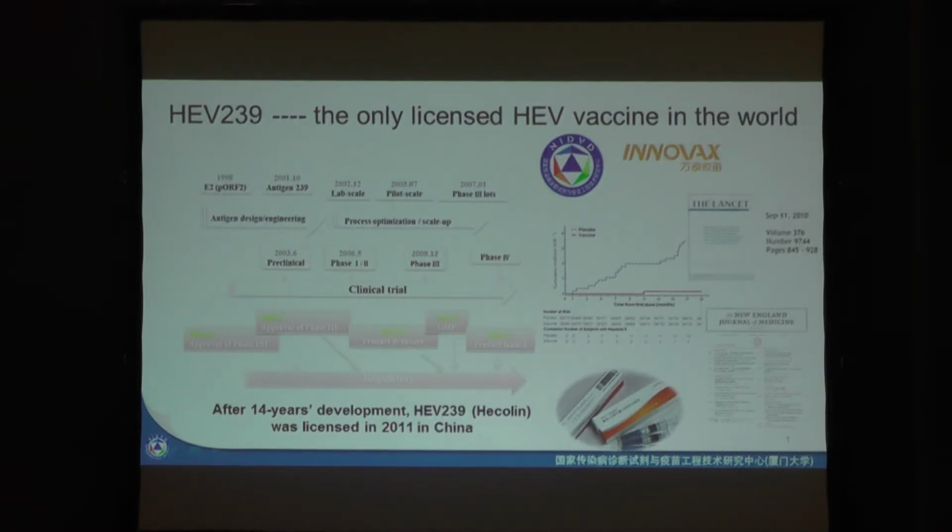So our institute in Xiamen University, together with Innovax, a vaccine manufacturer in Xiamen, developed the vaccine after 14 years of development. The vaccine was licensed in 2011 in China and marketed in 2012. Until now, it is only licensed in China, and we have passed the audit from the Pakistan FDA, and hopefully this vaccine will be licensed in Pakistan at the end of this year or early next year.